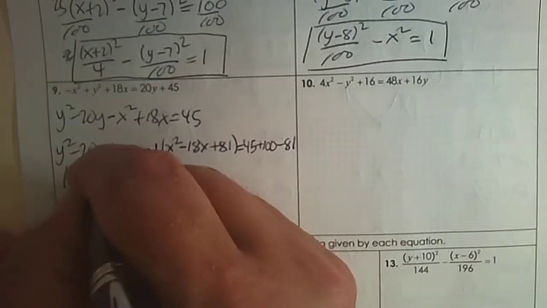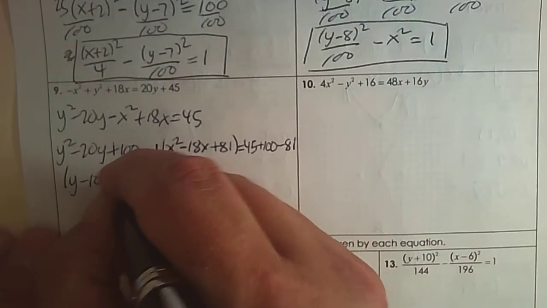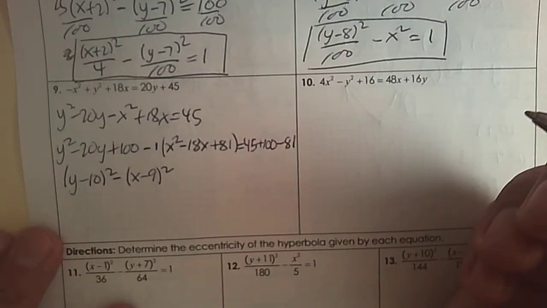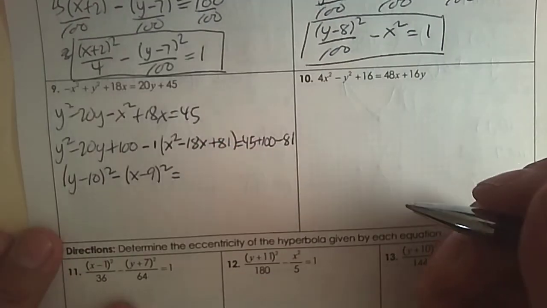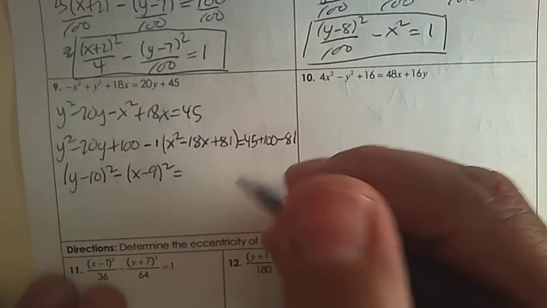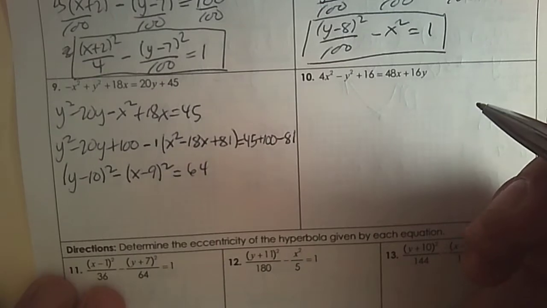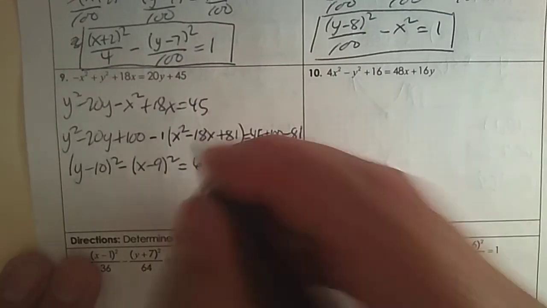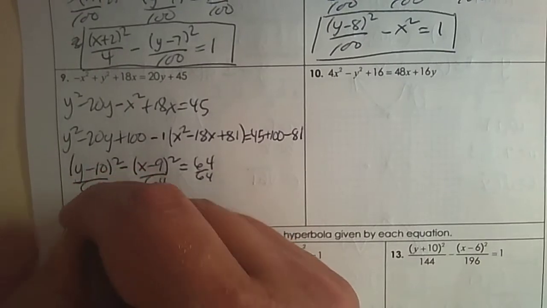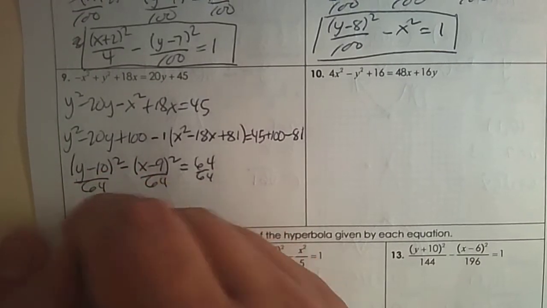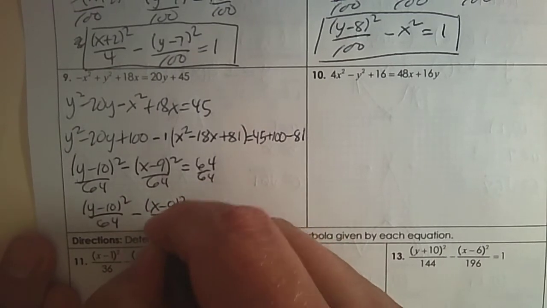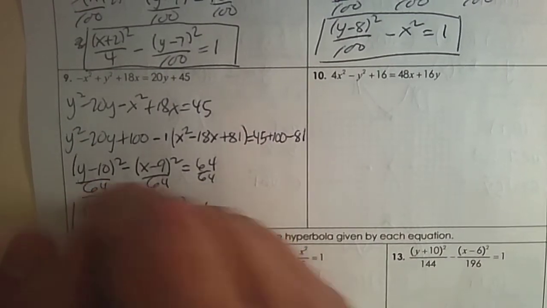Factor y minus 10 squared. I don't need the 1 anymore. X minus 9 squared. And on the right side, combine it. 145, take away 81 is 64. Divide by 64. And we get y minus 10 squared over 64, minus x minus 9 squared over 64 is equal to 1.